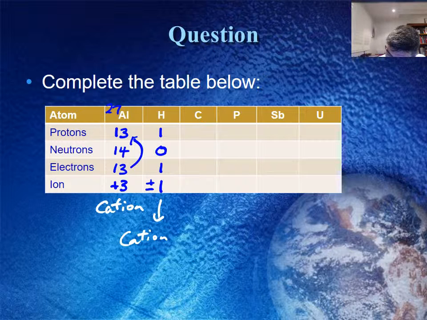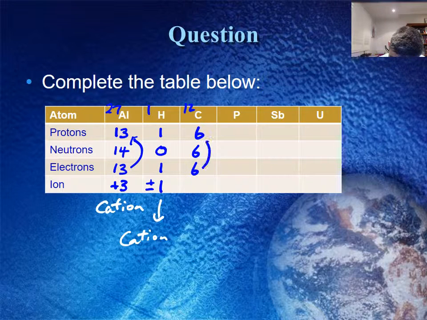Carbon is number 6. Carbon 12. I'll put hydrogen 1. Carbon 12 has 12 minus 6, which is 6 neutrons. It also has 6 electrons, again, because same numbers. Carbon can form a plus or minus 4.